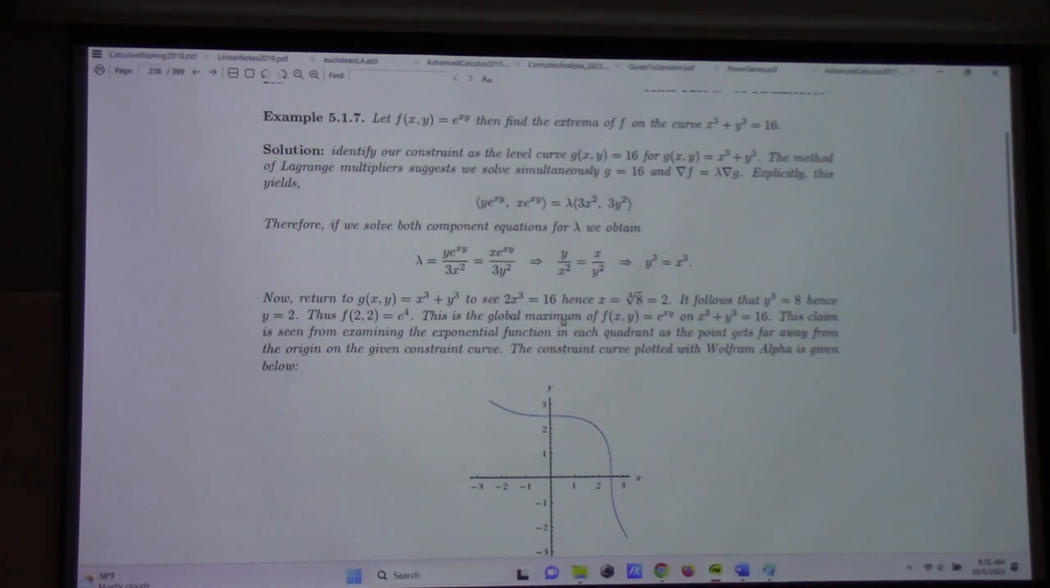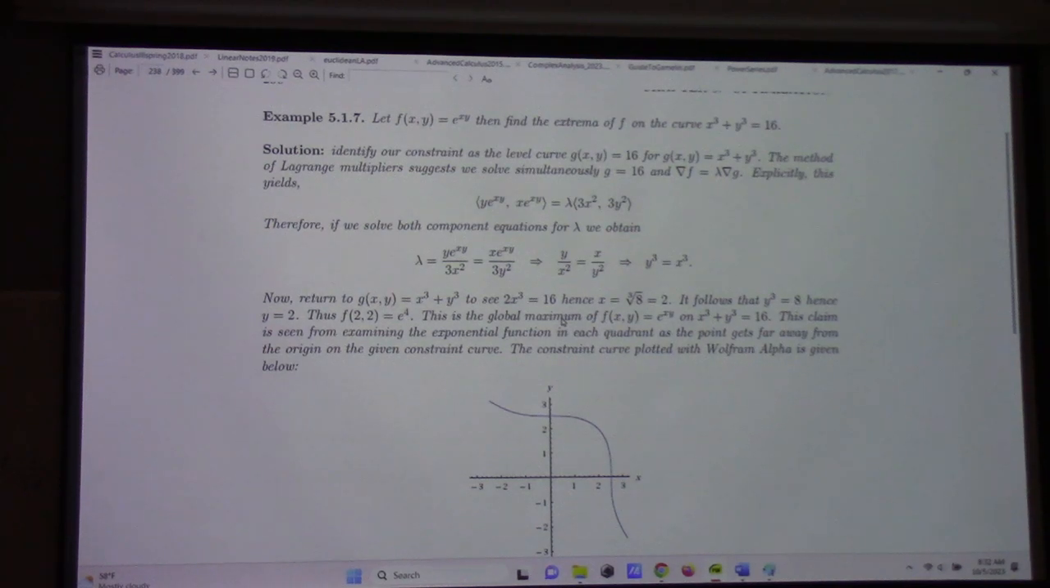This one here, we're looking at the objective function e to the xy. And I want to find the extrema of it on the curve x cubed plus y cubed equal to 16. Now, do you remember what that looks like from Calculus 2? Well, neither do I, right? Because that's not a standard curve. But it looks something like this.